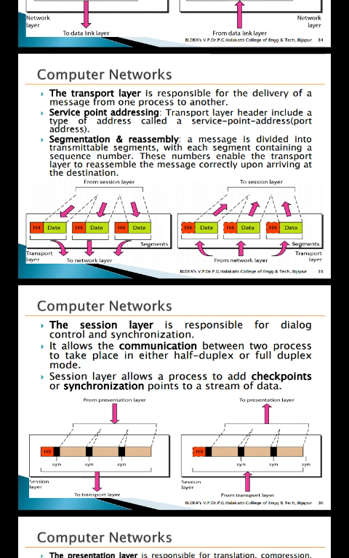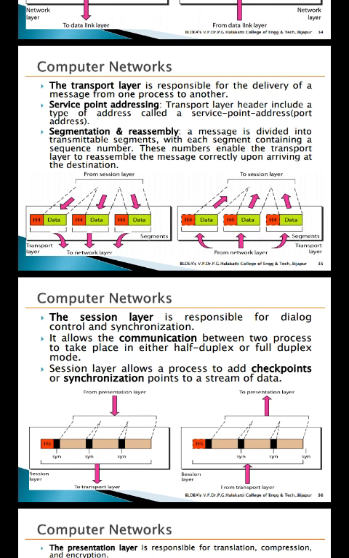And the next one, it is also responsible for segmentation and reassembly. If the message is a larger one, you cannot transfer the large message into the network because each network has its own carrying capacity. So that's why a message is divided into small transmittable segments. Each segment is going to contain a sequence number.